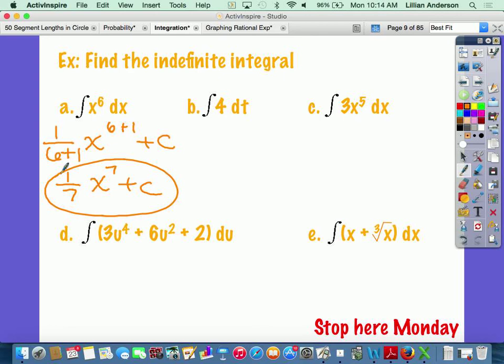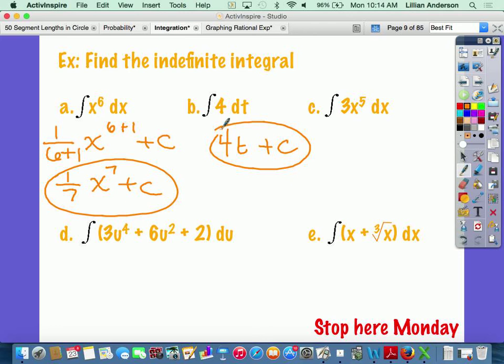B, which rule am I using? Just the constant rule. So when I take the integral of 4 dt, this is going to become not a 4x, but a 4t plus c, because again, that's your variable of integration, okay? So 4t plus c, all you do is take the constant and multiply by your variable.